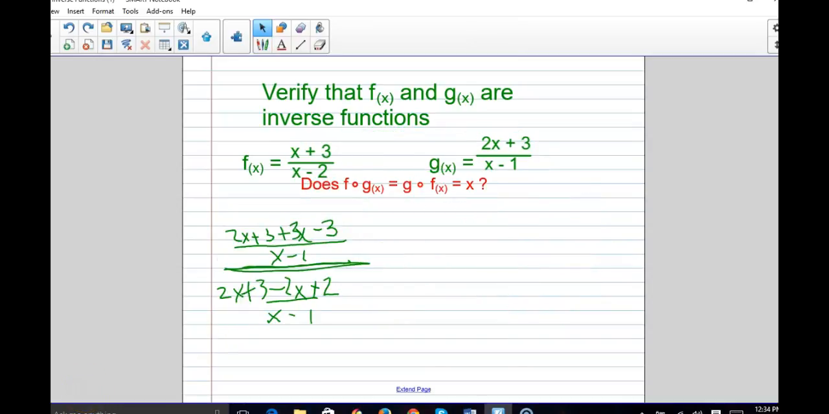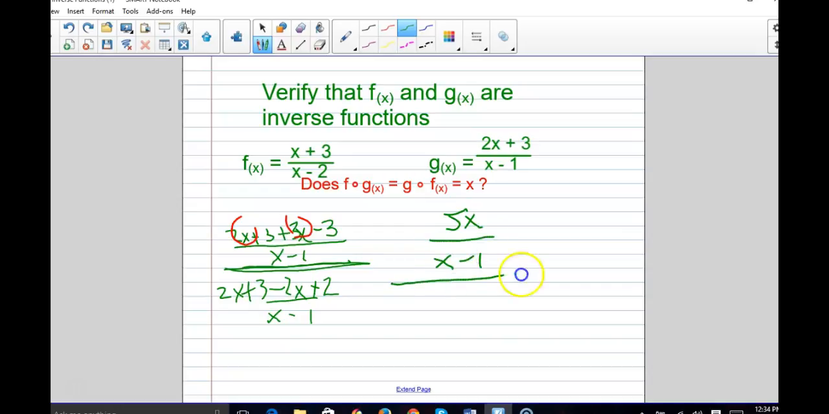I cleaned up the screen just a little bit, but that's where we just left off. Let me combine some like terms in the numerator. We got a 2x and a 3x for a total of 5x. And a 3 minus 3, hey, that's 0, over x minus 1. And in the denominator, it looks like there's 2x minus 2x, they're gone. And 3 plus 2 is 5 over x minus 1.